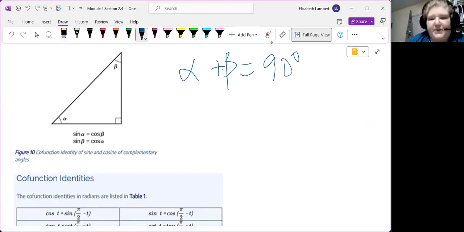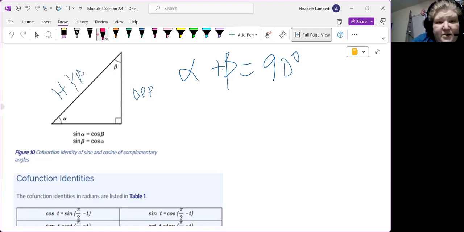Mm, 90 degrees. There, now it looks like 90. All right. So if I get the sine of alpha, it's opposite over hypotenuse. But for beta, this is the adjacent side over the hypotenuse. So the sine of alpha equals the cosine of beta.